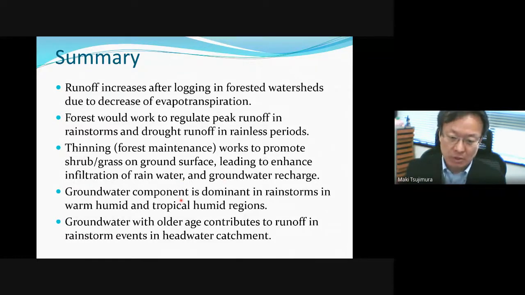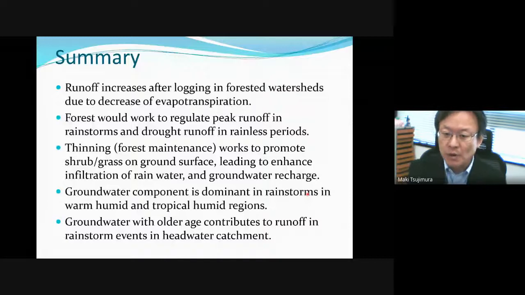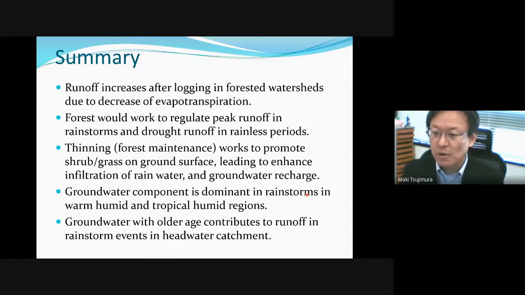And the old water component of groundwater is dominant in rainstorms in warm, humid, and tropical humid regions. Especially, groundwater with older age contributes dominantly to the runoff in rainstorms, even in the headwater catchment. That is the latest finding regarding rainfall-runoff processes and mechanisms. So anyway, we would say the forest is one of the most important factors to produce runoff in headwater forested watersheds.